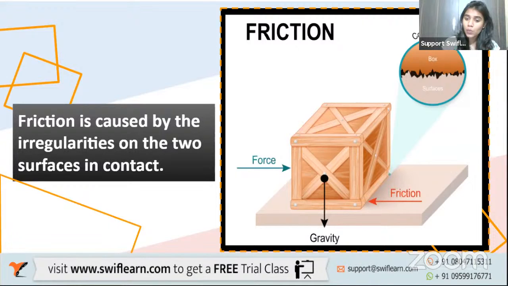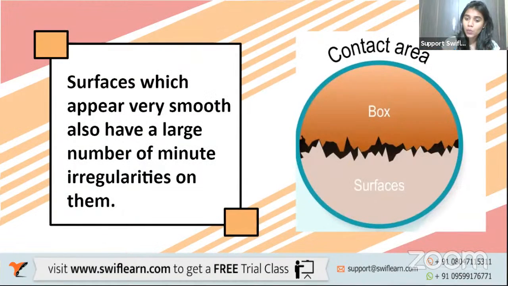So these irregularities will interlock with each other. That is why friction is happening, because these irregularities are getting interlocked with each other and it is difficult to push further. So this is why friction happens. Because of irregularities between two surfaces, interlocking between the surfaces will happen, and that is why friction is caused. Moving ahead, surfaces which appear very smooth also have a large number of minute irregularities on them.